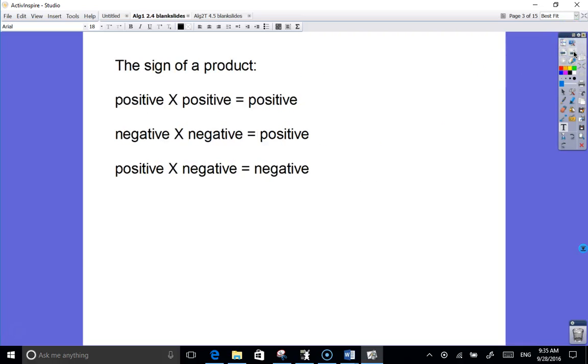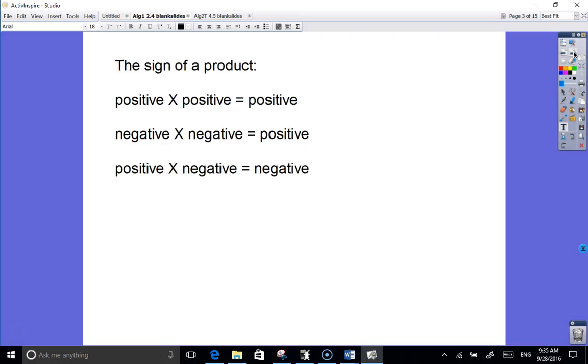So the sign of a product. Remember, what does the word product mean? It's the result of multiplication. Okay, a positive number times a positive number is a positive number. A negative number times a negative number is a positive number. And a positive times a negative is a negative. Okay? So you got to keep the signs correct.